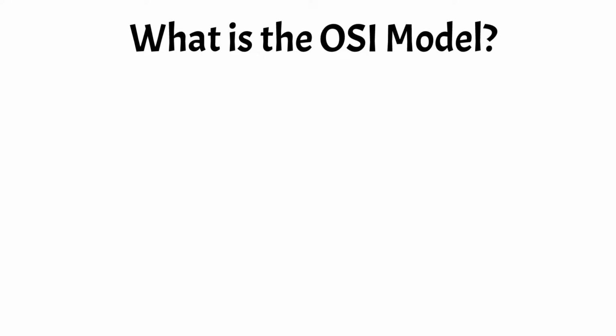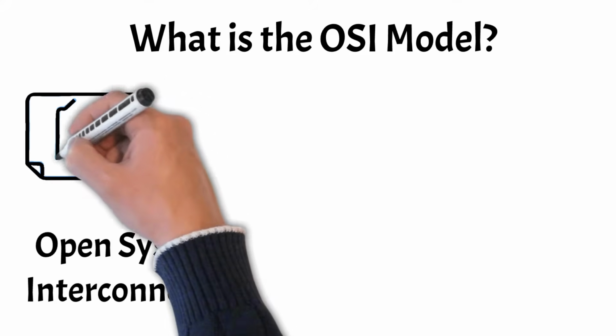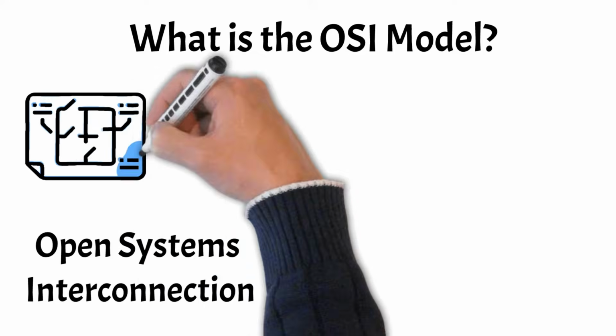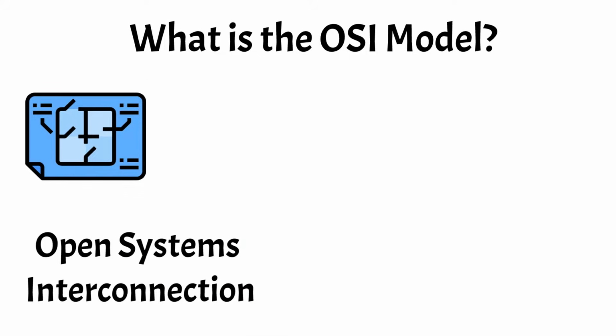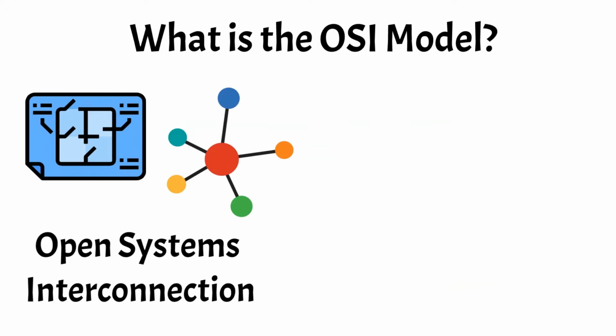The OSI model, or Open Systems Interconnection Model, is a framework used to understand and standardize how different network protocols interact to enable communication over a network. It divides network communication into 7 distinct layers, each with specific functions and responsibilities.